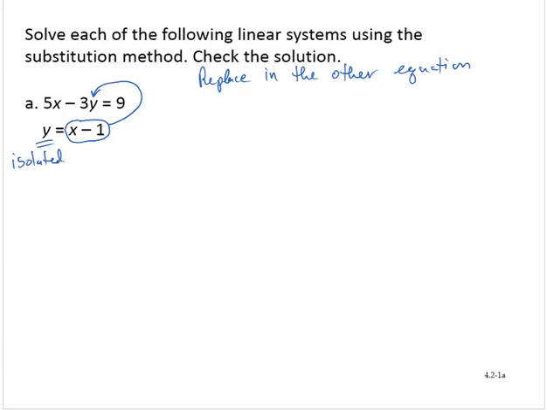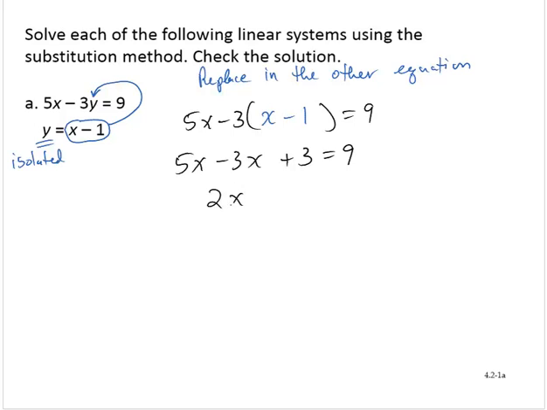And so that would give me 5x minus 3 times y is equal to 9. Well, instead of y, we're going to replace that with x minus 1. Notice how I've used parentheses because I need to distribute that negative 3 through the entire value of y, which in this case is x minus 1. So then that would give me 5x minus 3x plus 3 is equal to 9 by applying the distributive property. Combining like terms yields 2x plus 3 is equal to 9.